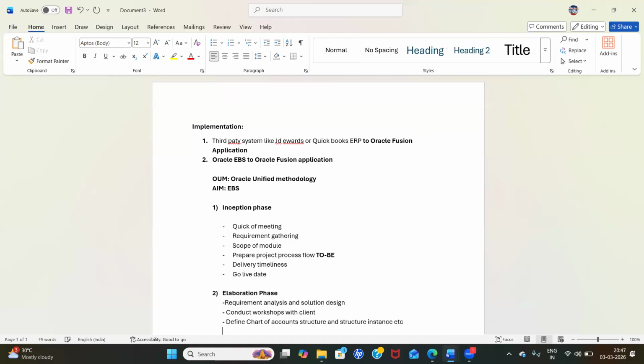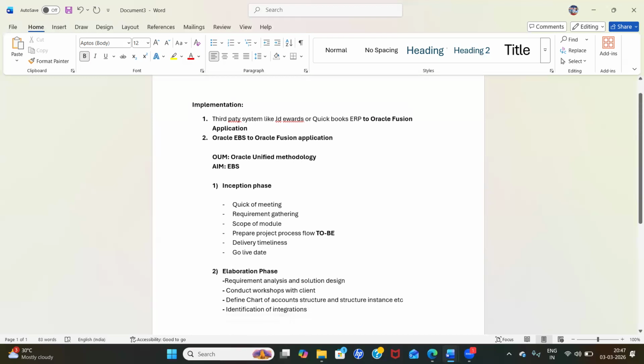And about integrations also. In the old system, they might have some integrations to upload the data and send the data, right? So here also we have to use some integrations. So identification of integrations also we have to follow. Okay, so these are the things we are going to handle in the elaboration phase.